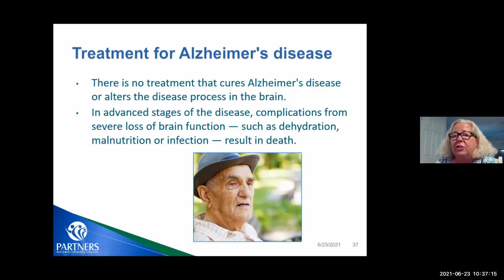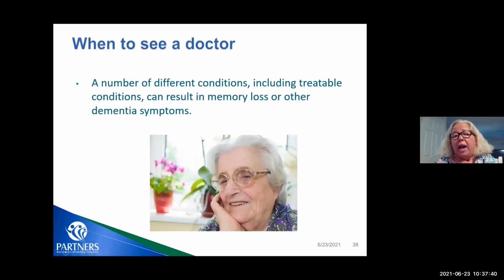By the time they get to the advanced stages of the disease, they start to suffer complications from severe loss of brain functioning. Frequently in the late stages, dehydration and malnutrition or infection are all a problem. One of the common problems at the end stage for people with Alzheimer's disease is difficulty swallowing. They start to lose some of their ability to swallow, so they're at risk to aspirate.